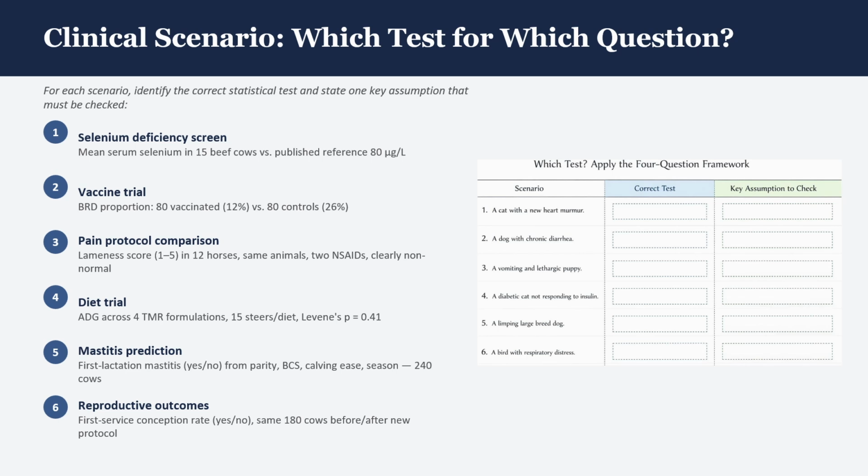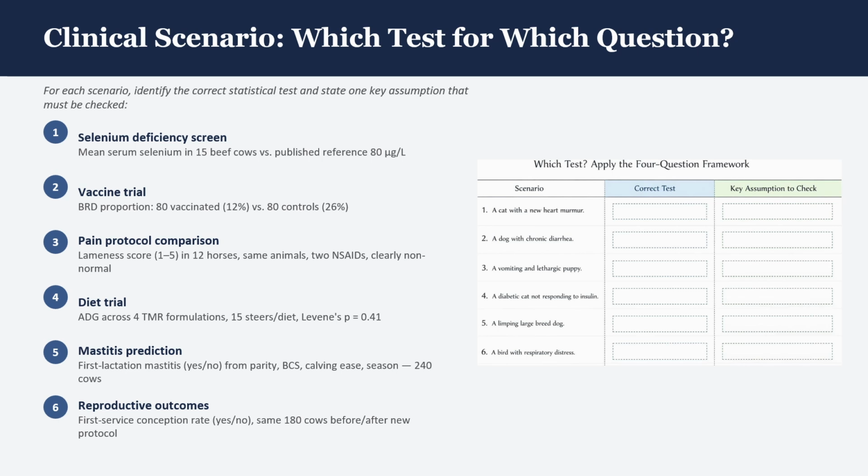Scenario 4, one-way ANOVA. 4 groups, continuous outcome. Levene's test is non-significant, p equals 0.41, equal variance assumption holds. Proceed with one-way ANOVA. If the F-test is significant, a post hoc test, Tukey's HSD, identifies which diet pairs differ. Key assumption remaining to verify: normality within each group. Histogram or Shapiro-Wilk per diet group.